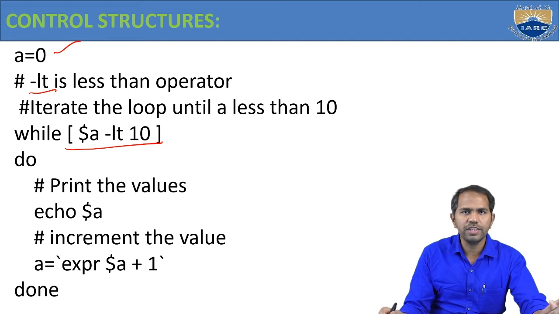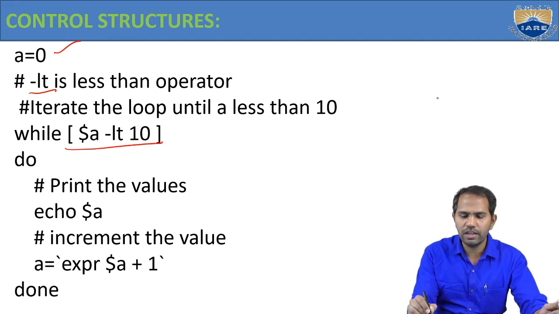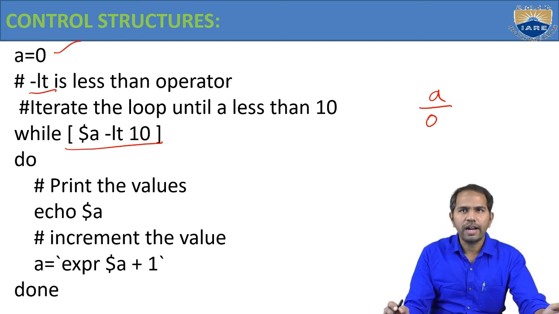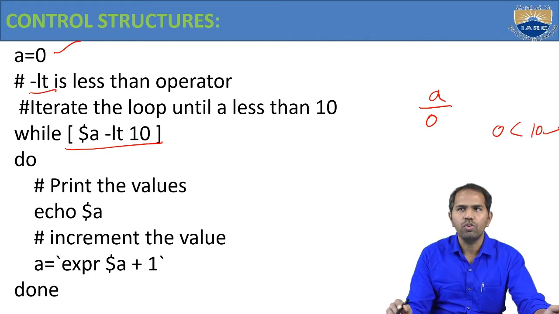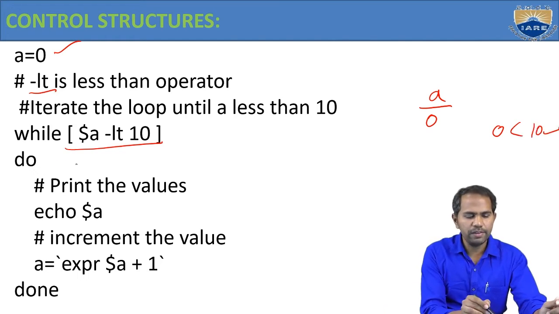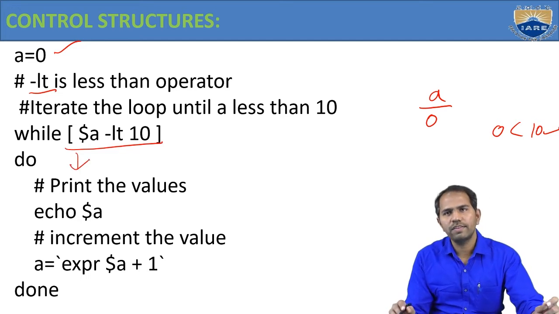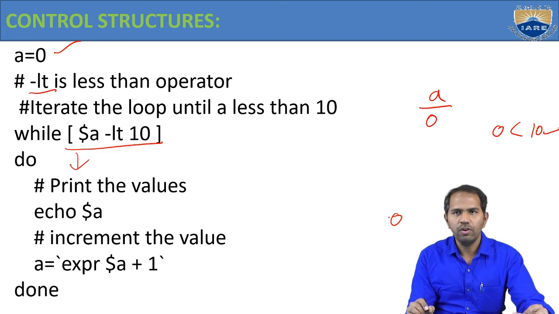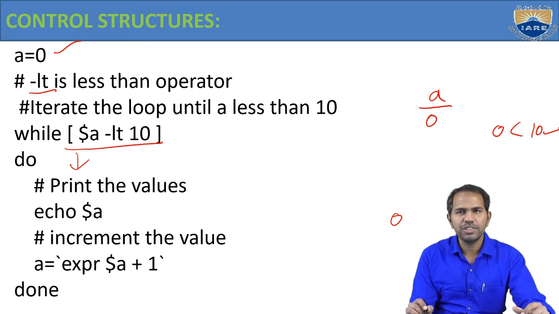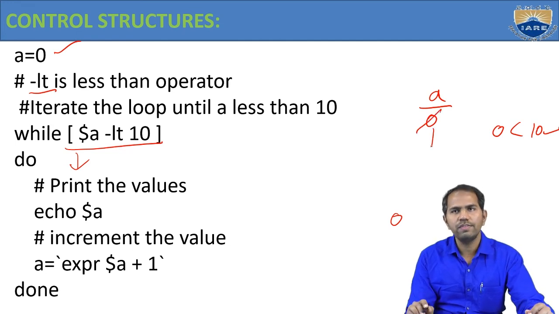Initially the value of a is 0. The condition is 0 is less than 10. Yes, the condition is true and satisfied, so it enters the while loop. The first statement prints the value of a, which is 0. Then we increment the value: $a, whose value is 0, plus 1, so that is 1, and 1 is stored in a. Now the present value of a is 1.